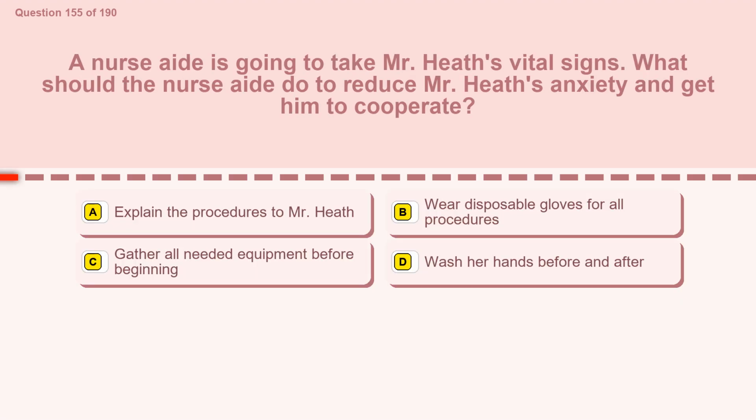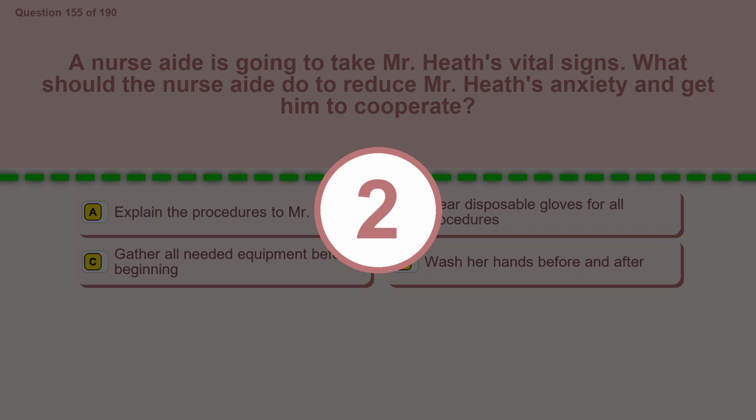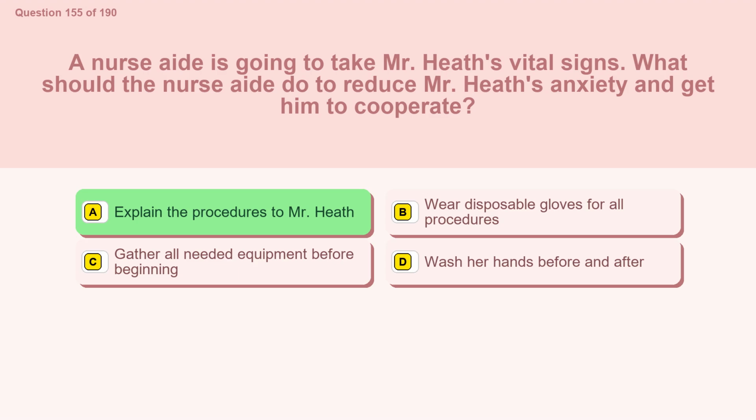Question 155. A nurse aide is going to take Mr. Heath's vital signs. What should the nurse aide do to reduce Mr. Heath's anxiety and get him to cooperate? Option A, explain the procedures to Mr. Heath. Option B, wear disposable gloves for all procedures. Option C, gather all needed equipment before beginning. Option D, wash her hands before and after. The correct answer is option A, explain the procedures to Mr. Heath.